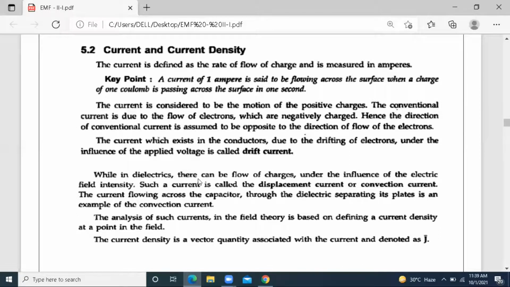So while in dielectrics, there can be flow of charges under the influence of electric field intensity. Such a current is called displacement current or convection current. The current flowing across the capacitor through the dielectric separating its plates is an example of convection current.